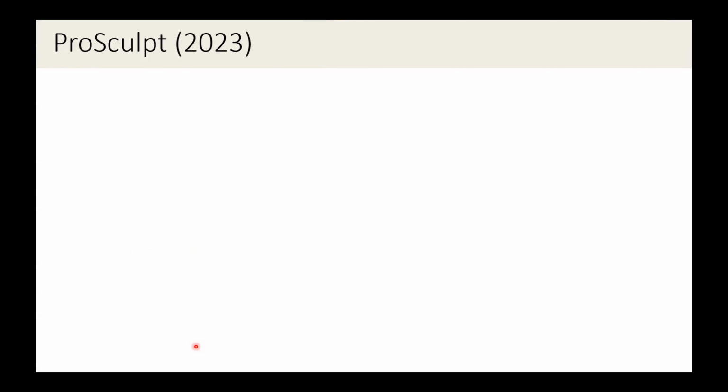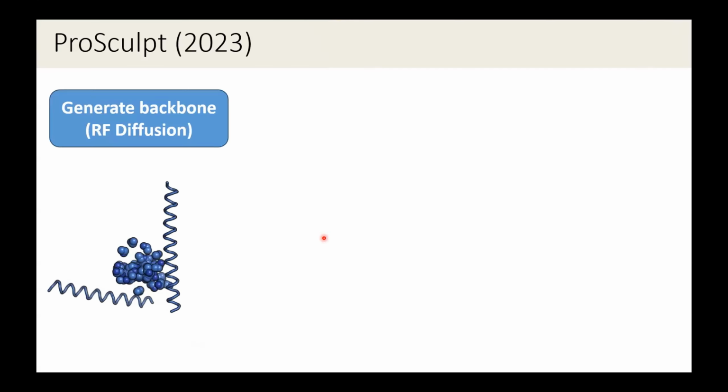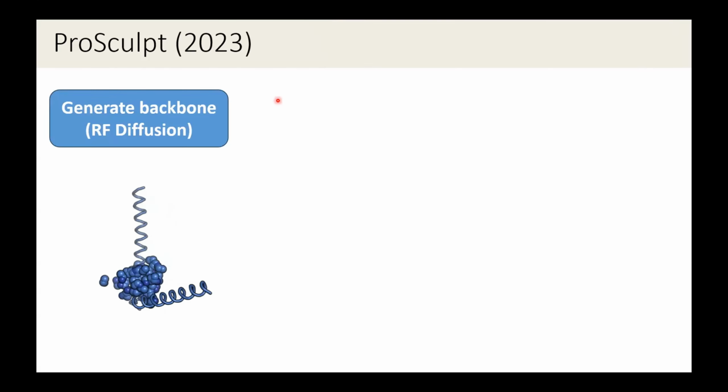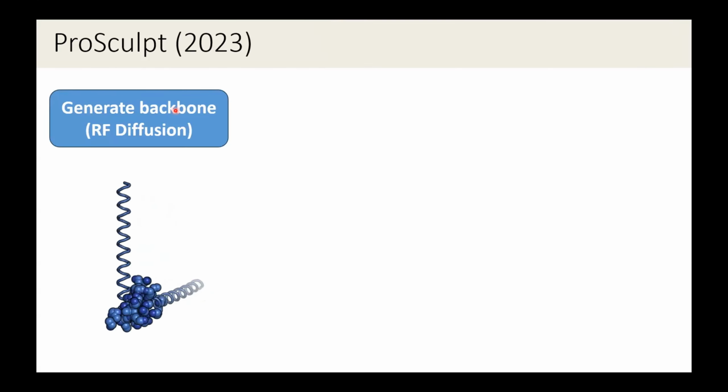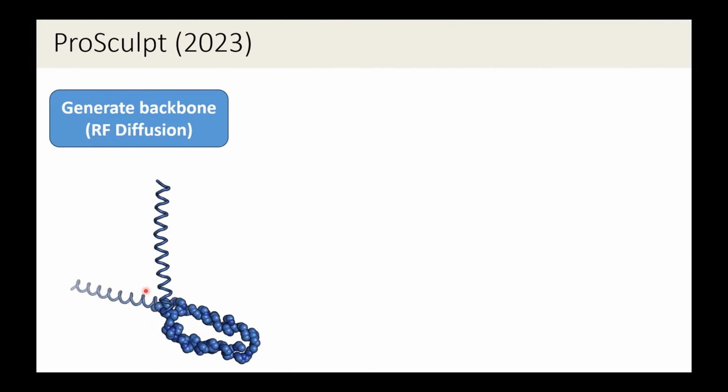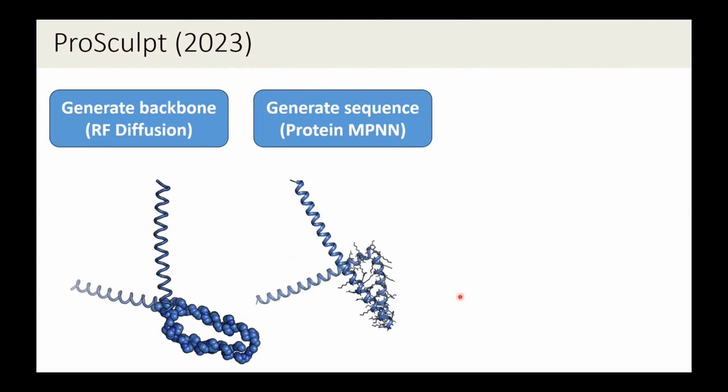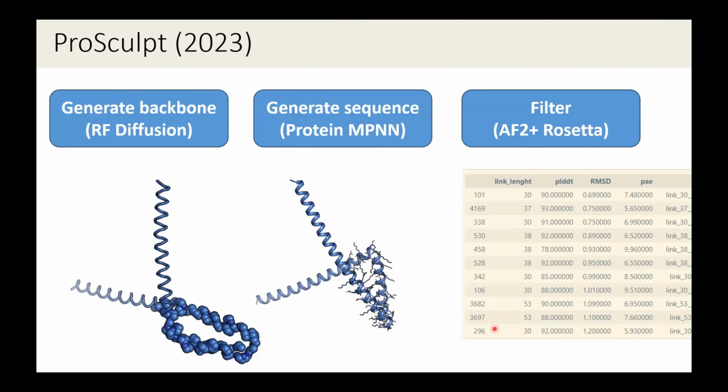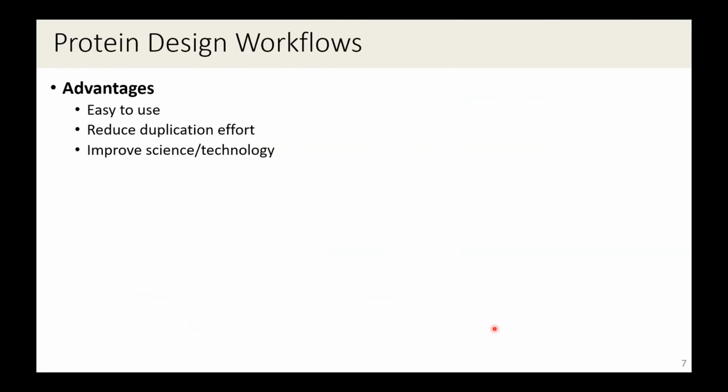When I started my group, I didn't want each of my students to write their own scripts connecting RF diffusion, protein MPNN and stuff like that. So we made a repository for everybody. We named it Proscolp, which does RF diffusion and of course protein MPNN, and then it calculates metrics. And that was sort of the basics.